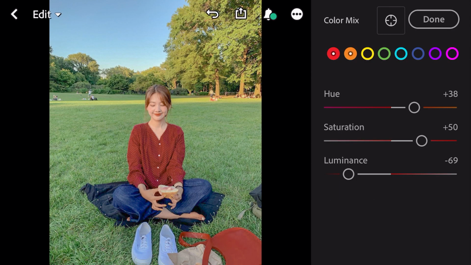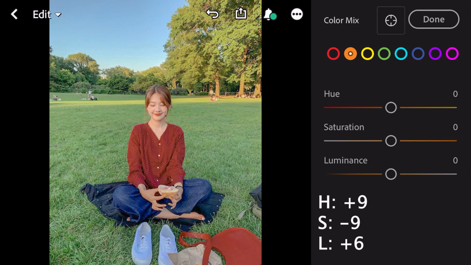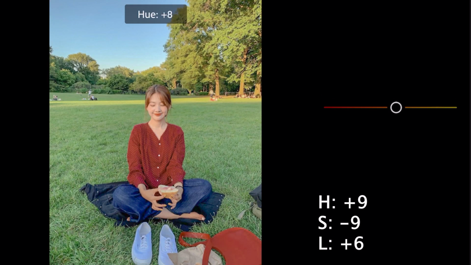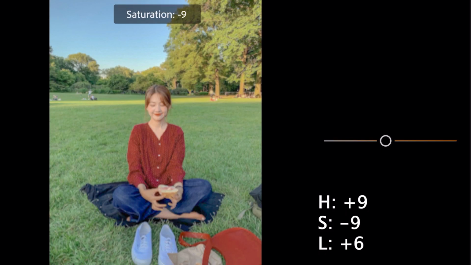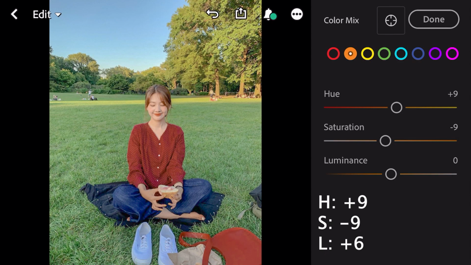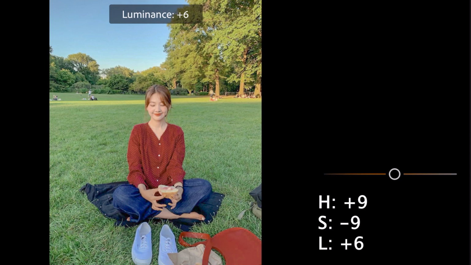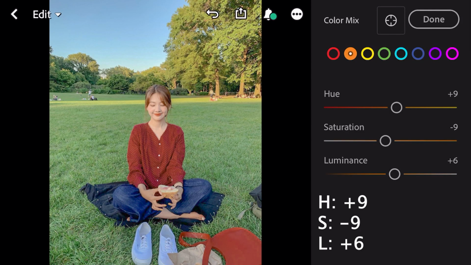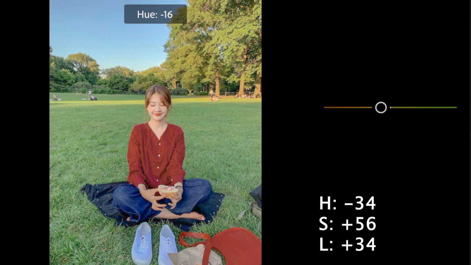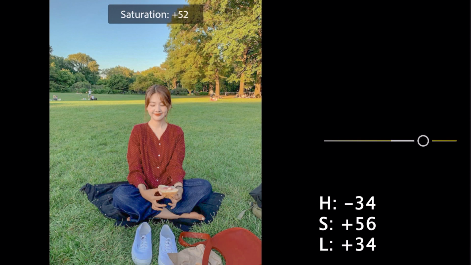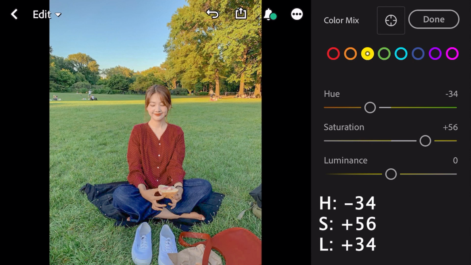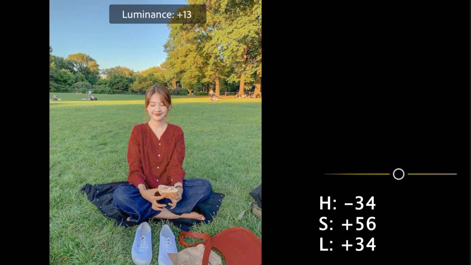Go to orange. Hue plus 9. Saturation minus 9. Luminance plus 6. Go to yellow. Saturation minus 34. Saturation plus 56. Luminance plus 34.